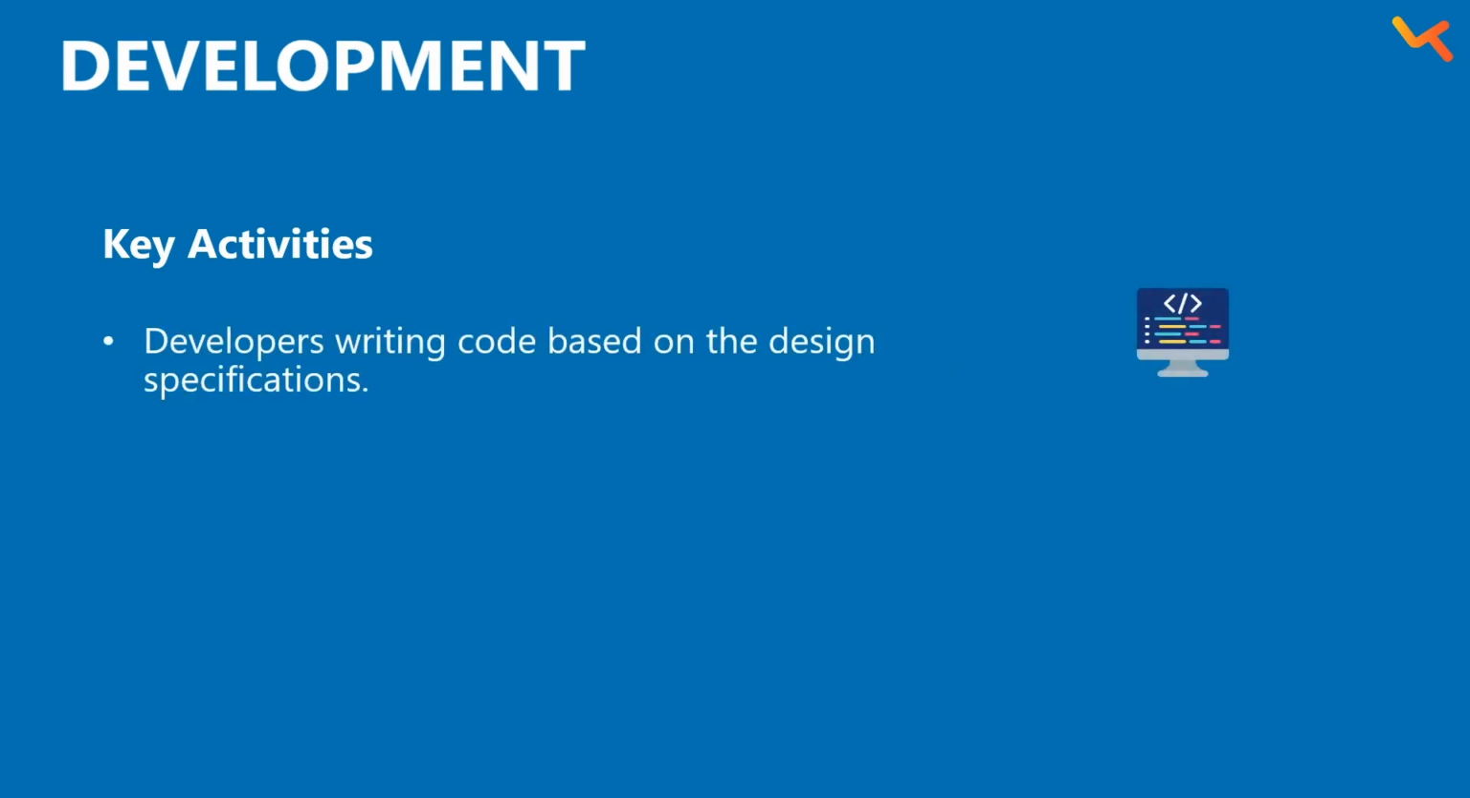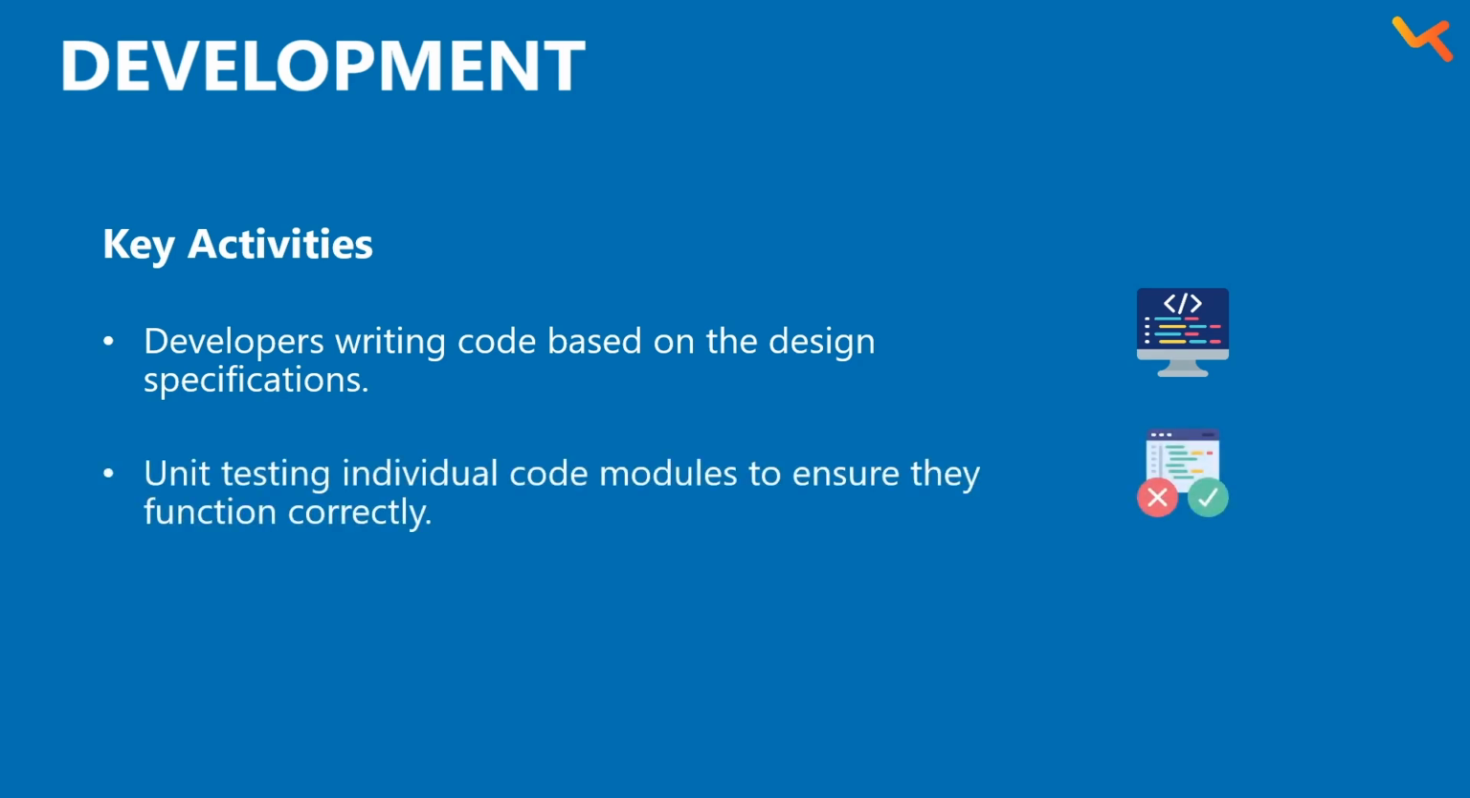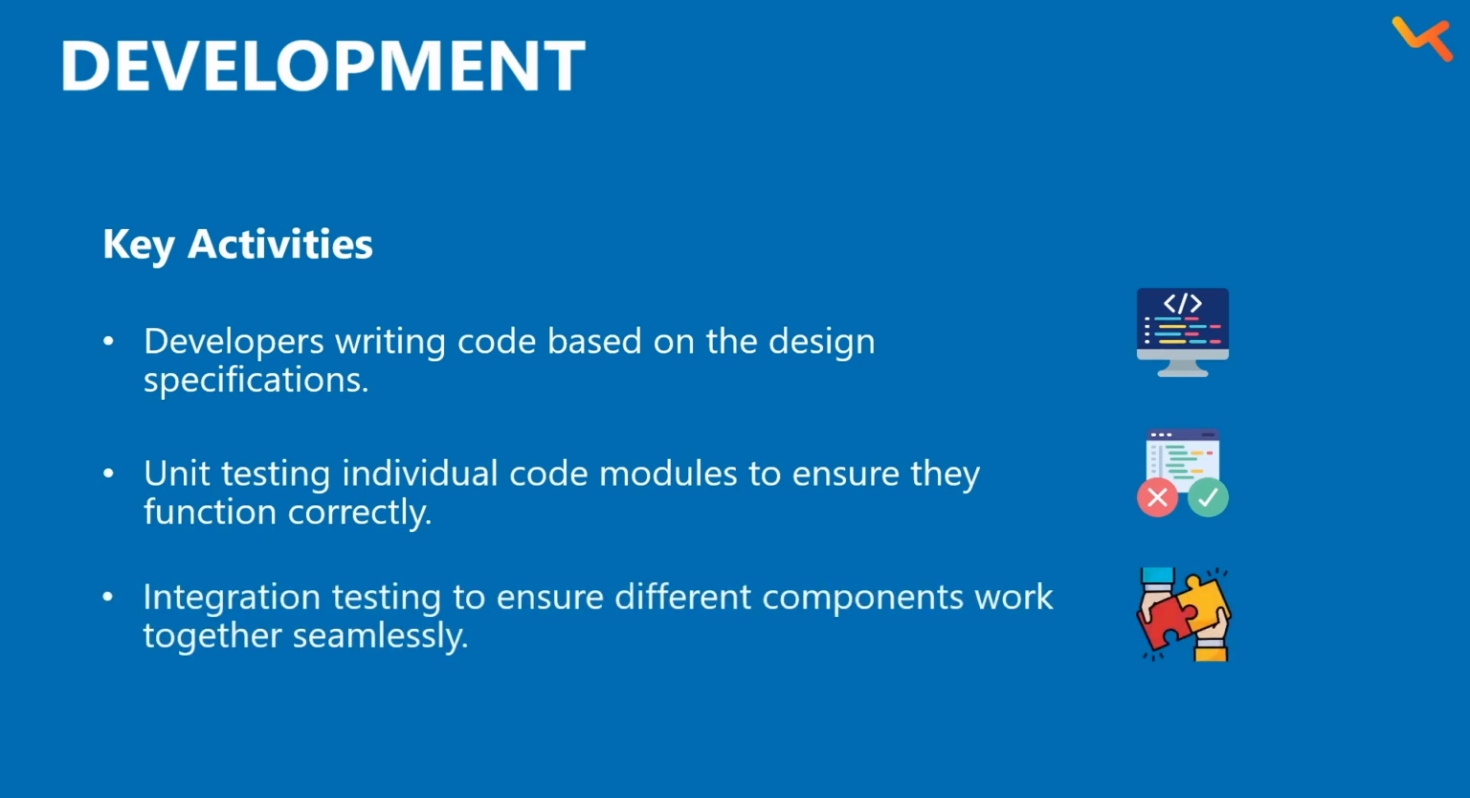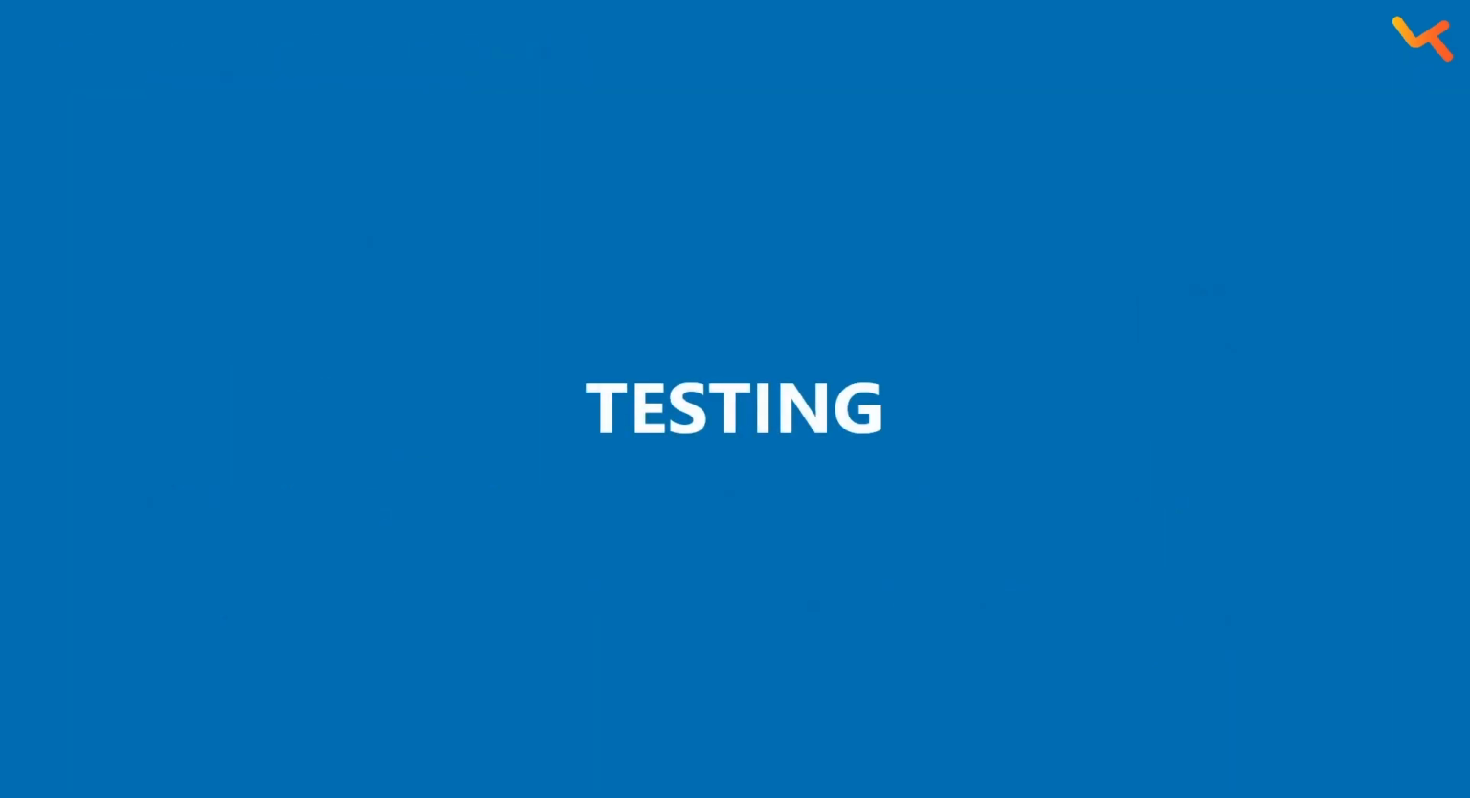After that, the fourth phase is the development phase, and this is the phase where actual coding starts. The key activities people do in this particular phase are: developers start writing the code based on the design specification. They do unit testing of individual code modules to ensure they function correctly, and integration testing to ensure different components work together seamlessly. When the development phase comes to a certain stage, then the QA, the testing phase, starts.